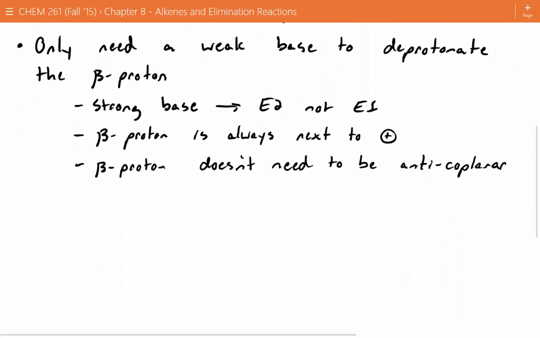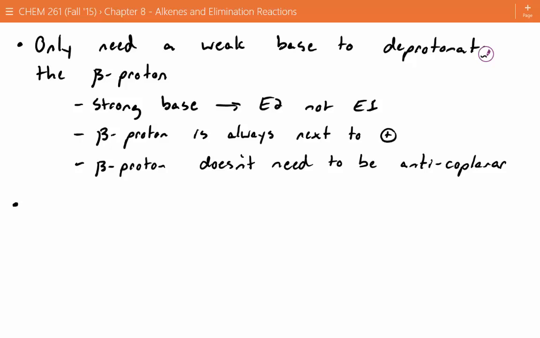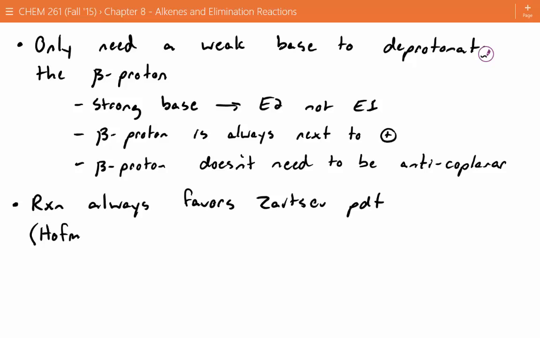The other nice thing with an E1 reaction is that the reaction always favors your Zaitsev product. Your Hofmann product will be minor. And again, this has to do with the instability of the carbocation. It's so reactive that it will immediately want to react and form your most stable product.